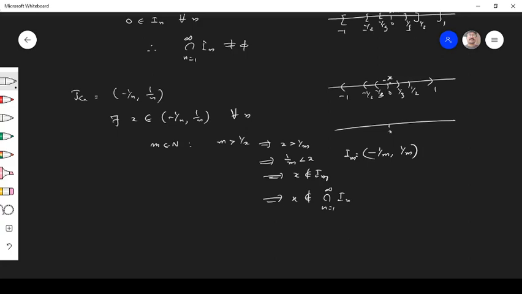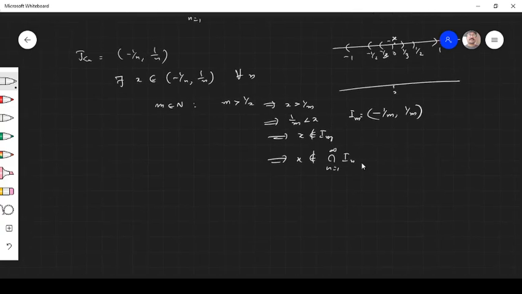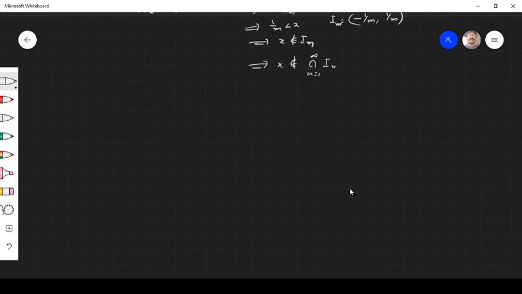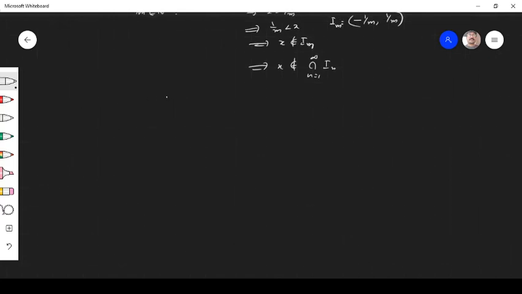And therefore, for this example, there is a sequence of nested open intervals like (-1/n, 1/n), and you cannot find a point x which belongs to every I_n. Now, we will see under what condition nested intervals have a point in common, or there exist points in the intersection of I_n for n equal to 1 to infinity. And this is asserted by the nested intervals property theorem.